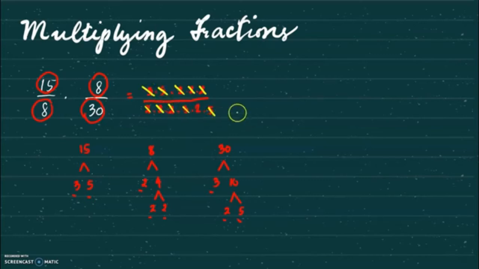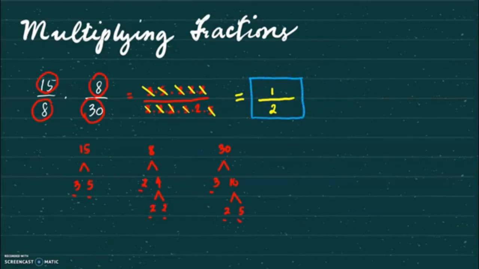So there are no common factors left. Let's continue. Now notice that in your numerator, all of the factors are already divided out. Therefore, we'll write it as 1. Over, we have here 2, so that's 1/2. Meaning to say the product of 15 over 8 and 8 over 30 is 1/2. So let's box our final answer. So that's 1/2.